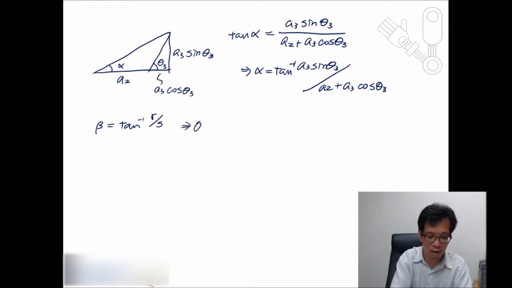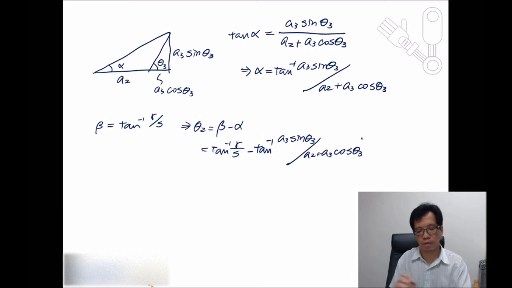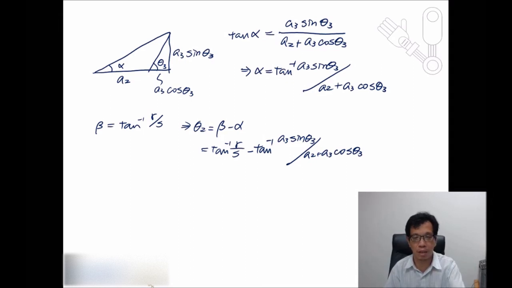So theta 2 is beta minus alpha, which equals arctangent R over S minus arctangent of A3 sine theta 3 over A2 plus A3 cosine theta 3. So this is the first example where we calculate the parameters using inverse kinematics.